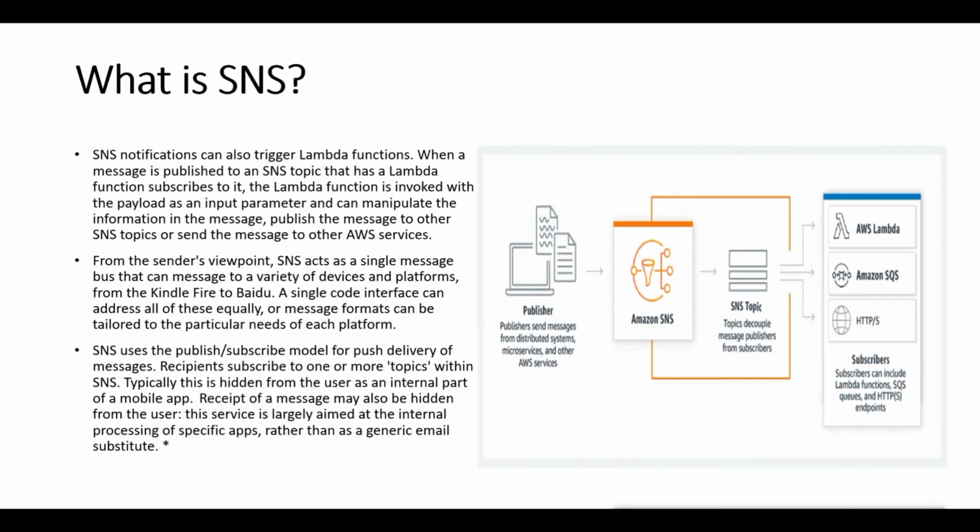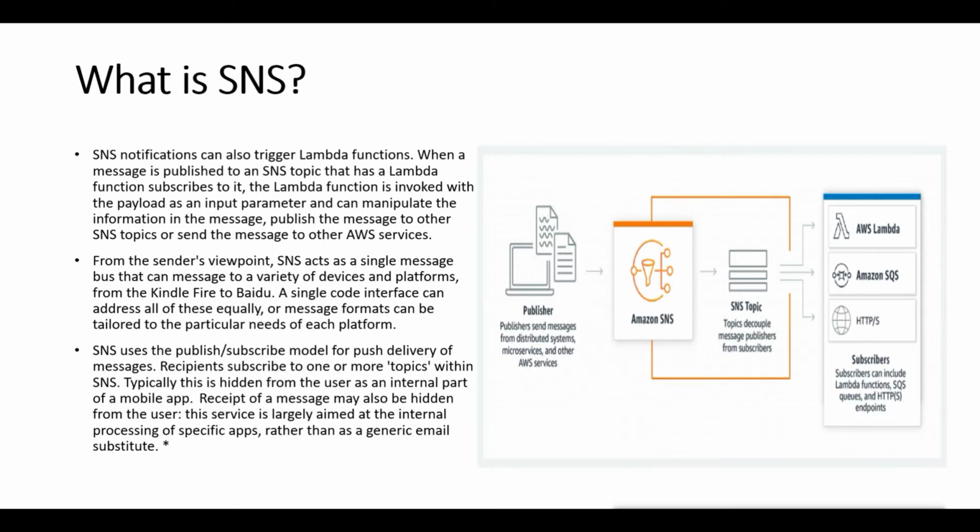And SNS notifications can also trigger Lambda functions. So when a message is published to an SNS topic that has a Lambda function subscribed to it, the Lambda function is invoked with the payload as an input parameter and can manipulate the info in the message and publish the message to other SNS topics or send the message to other AWS services.